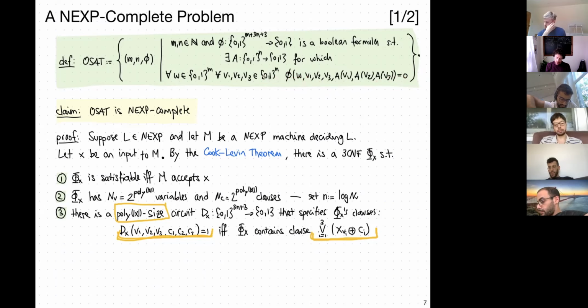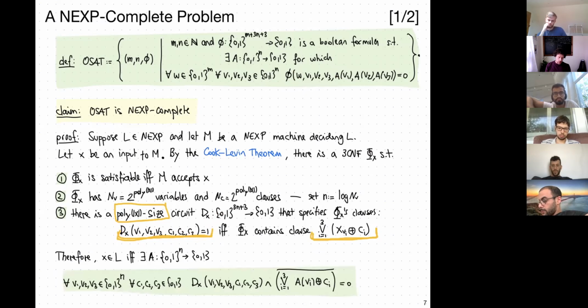So it's a way of locally accessing and saying, if I consider this particular clause, do these variables participate in this clause? And if I assign them this value, would this particular clause be satisfied? So it's not the actual explicit description of the formula, it's an implicit description, just as this dx is an implicit polynomial size description of an exponential size circuit.